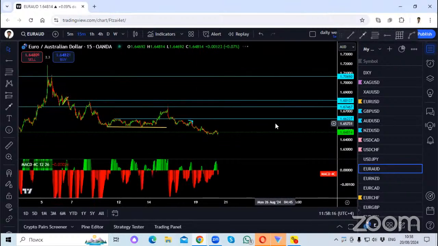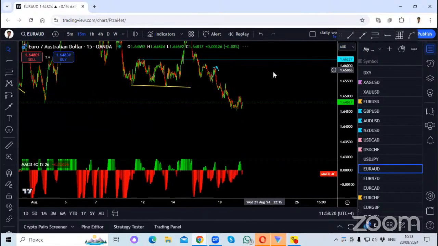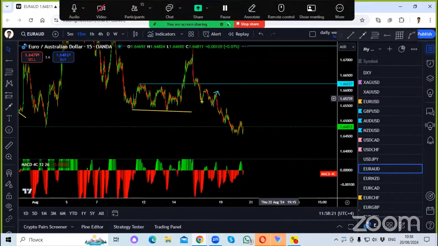Euros. It broke the top. It's dropping. You got a sell setup. This was a sell. I don't know. This was an old one, I think. I can't remember when that was.